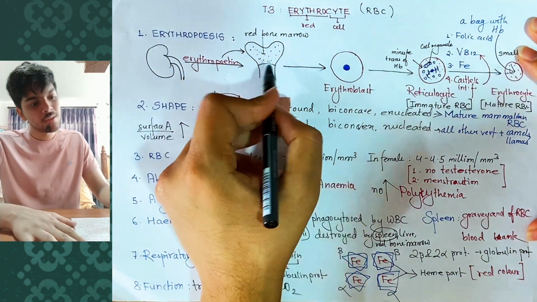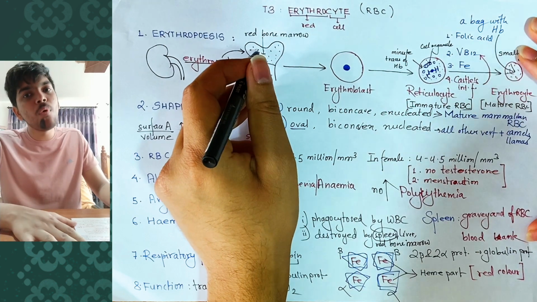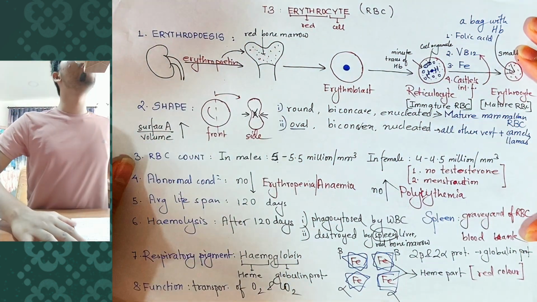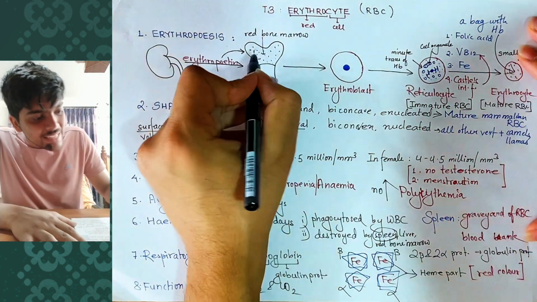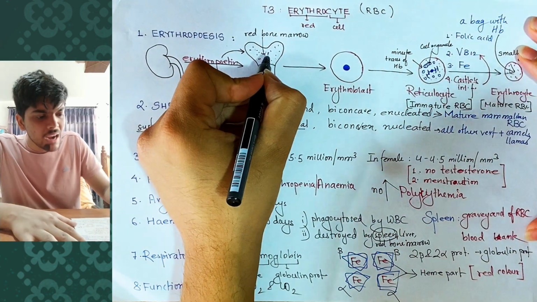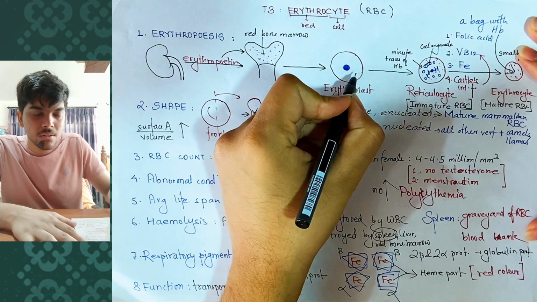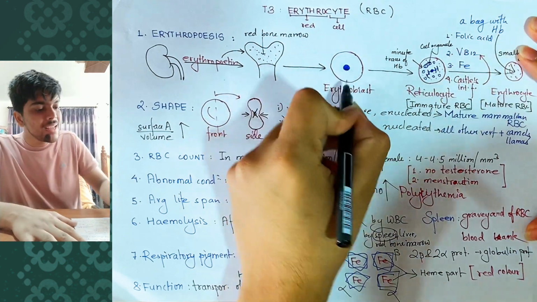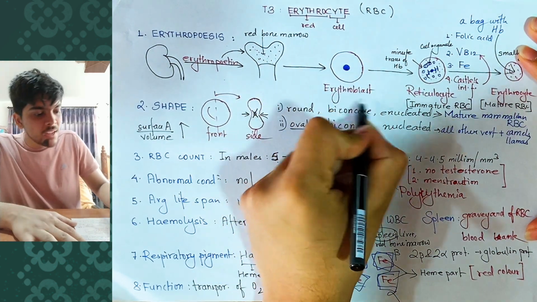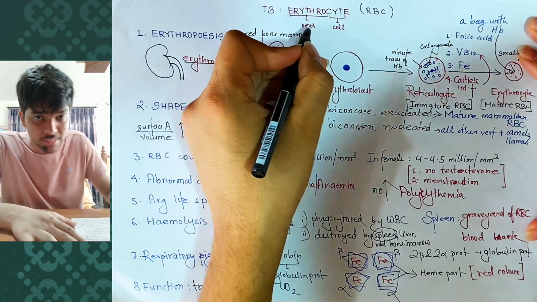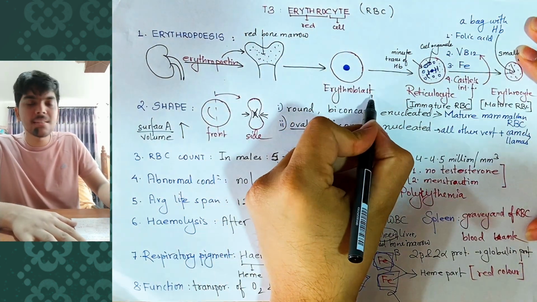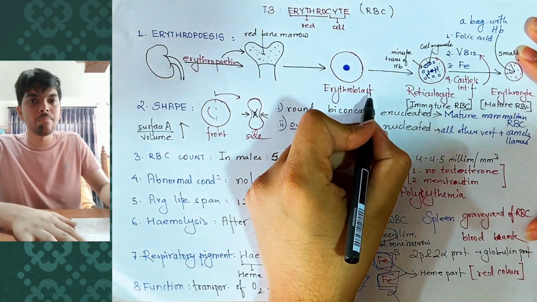During erythropoiesis, inside red bone marrow, there are these large cells with all the cell's organelles, including nucleus, called erythroblast. Erythro refers to erythrocyte or red blood cell, and blast means precursor cell.